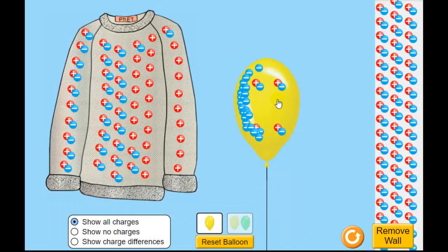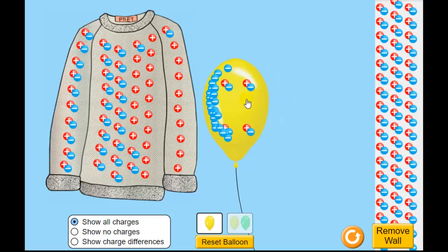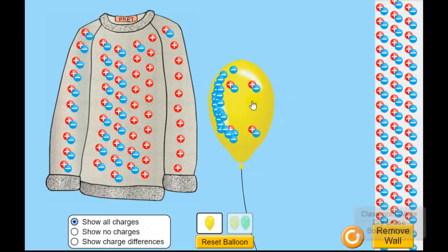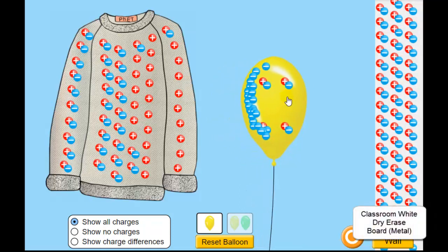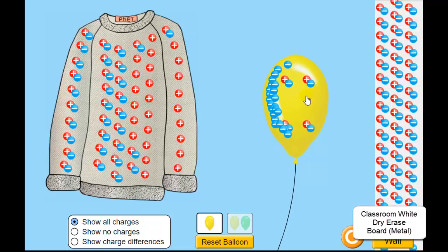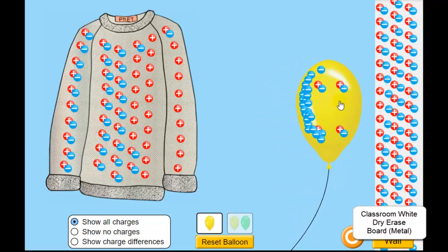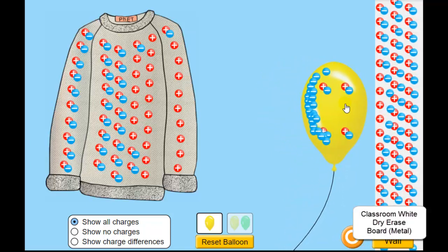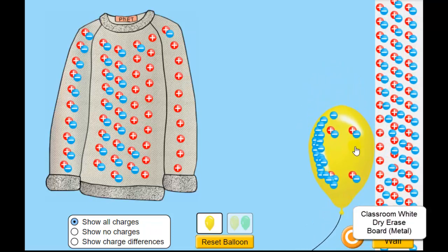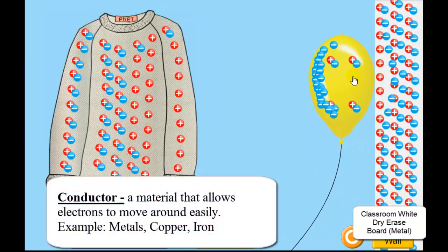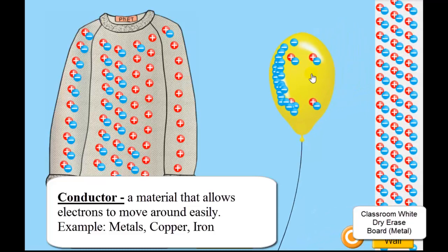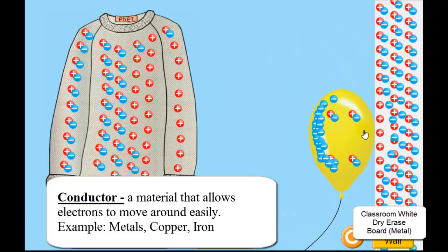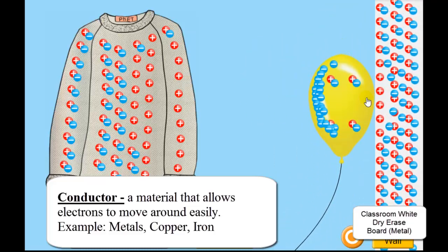The other term that we can talk about are materials that allow electrons to move very freely. And if you take a look, my dry erase board here is made out of metal. Guys, watch what happens when I bring this balloon close to the board. Do you see the electrons are moving pretty freely? That's because metals tend to be what are called conductors.